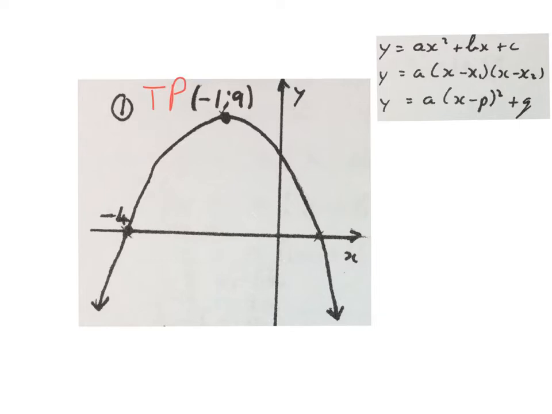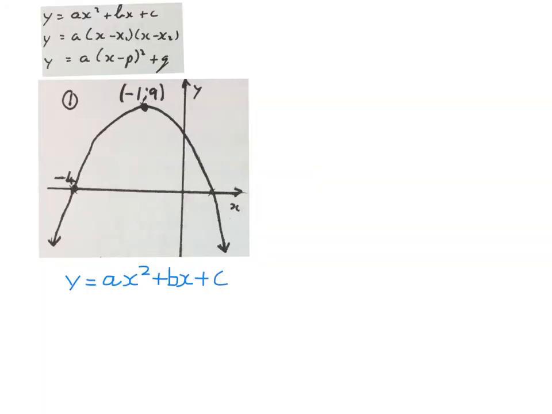In this example, they told us that this is the turning point, -1 and 9. They told us that -4 is one of our x-intercepts. In this case, we will use the turning point formula because that P and Q is the x and y values of my turning point. And they said, write the answer in this form, y equals ax squared plus bx plus c. They're forcing us to that formula. The important rule you must learn is: don't use the formula they ask you. Use the one that suits you and then come back to what they wanted.